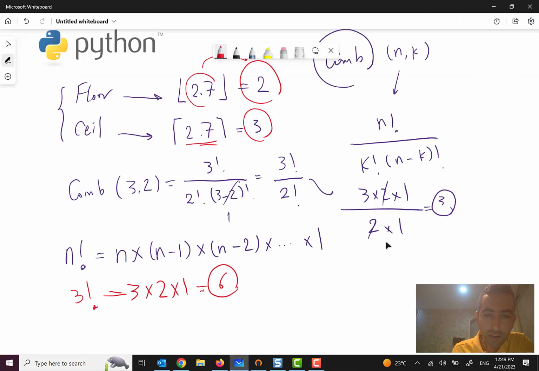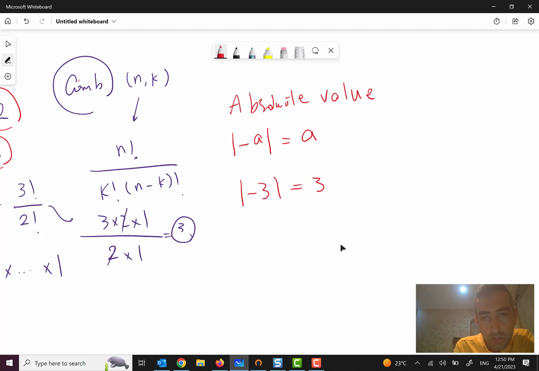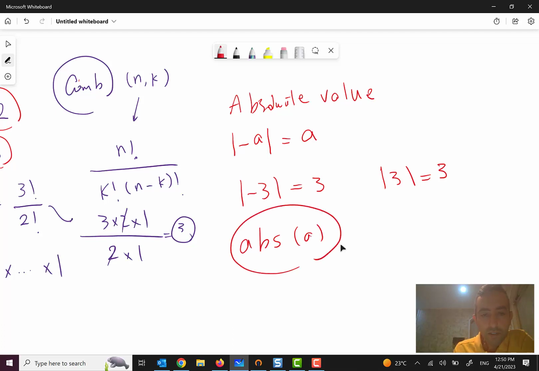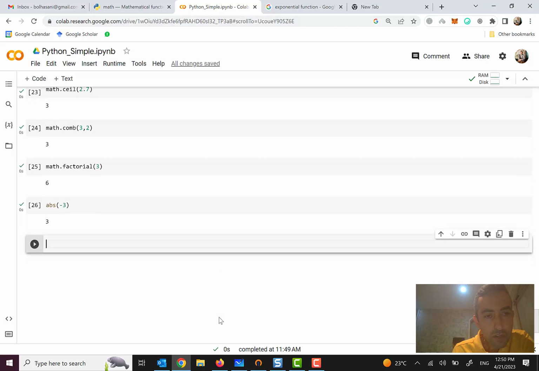Okay, absolute value, but it doesn't use the math library. It's in the native, primary functions of Python, because I forgot to tell you in the previous episode. Absolute value, for example, minus 3 is this, and in Python this is abs, the absolute value of a number.